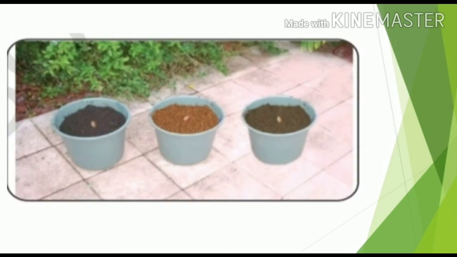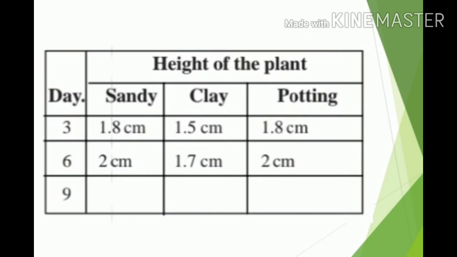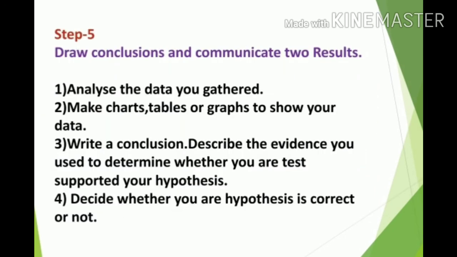Now he has done the experiment in 3 pots with different soils. Okay, now the height of the plant is measured in the different soils and kept in tabular form. Now he measured and he kept it in the table. So in sandy soil 1.8 centimeters growth has happened, in clay soil 1.5, and in potting soil 1.8.